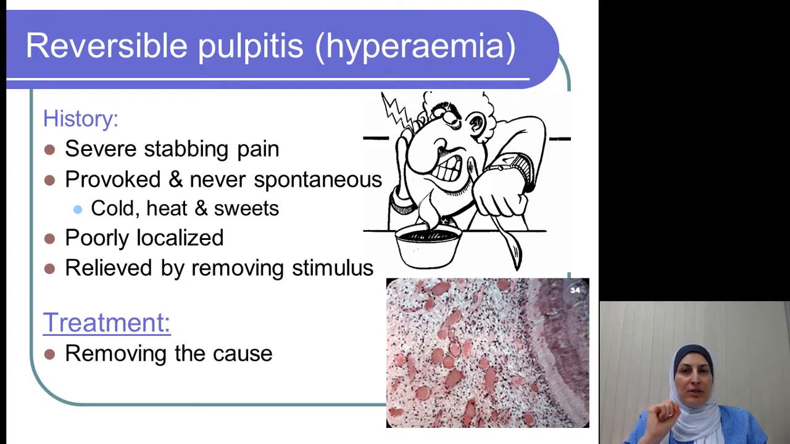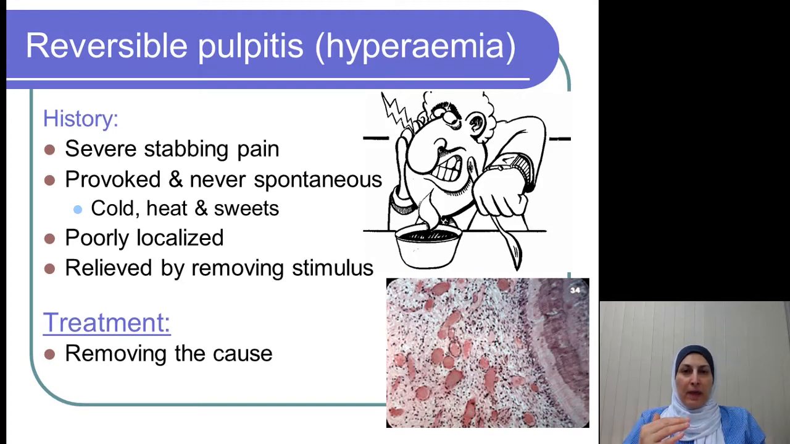And this pain is usually triggered by a stimulus like eating something sweet, or eating or drinking something cold or hot. So all of these would stimulate the pulp, and once the irritant or the stimulus is removed, the pain will subside. So it would not last long.